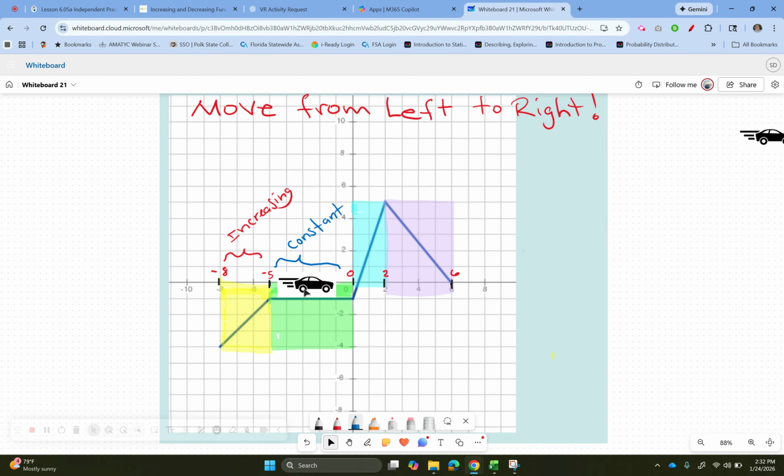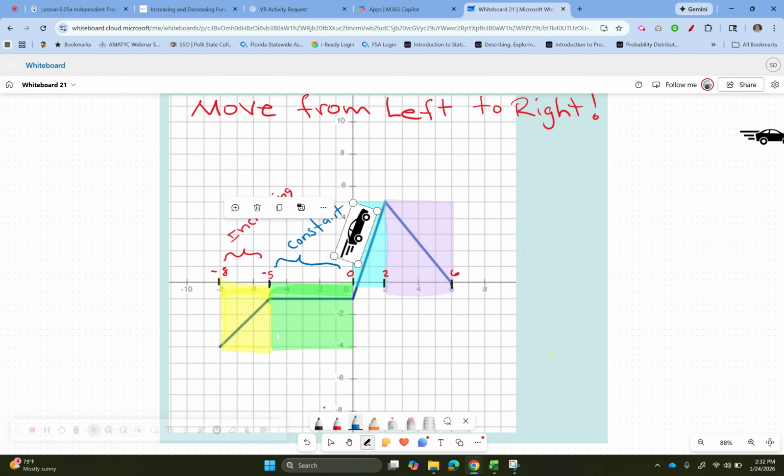But what happens when the car gets to 0 now? If the car wants to continue traveling, it cannot go straight because it would go through the line. The car is traveling along the line, so it's going to have to go up again. Let me make a little more turn so it goes, there we go. The car is going to have to go up to be able to travel that section of the graph, and that's what I highlighted in blue.